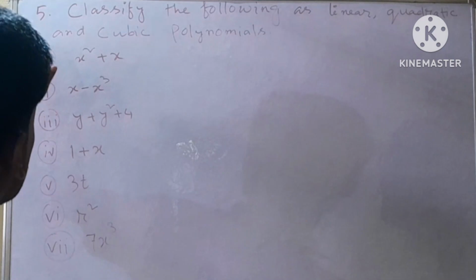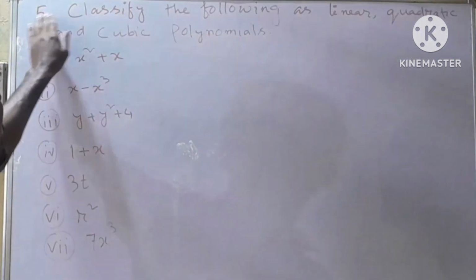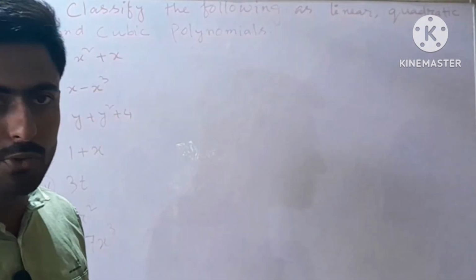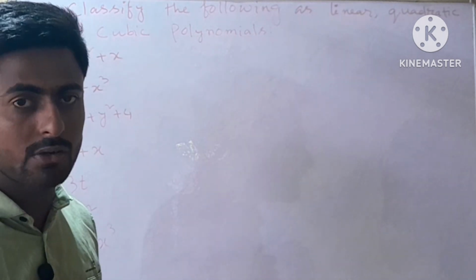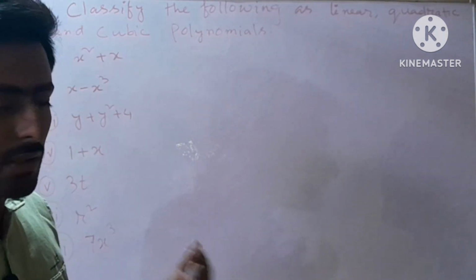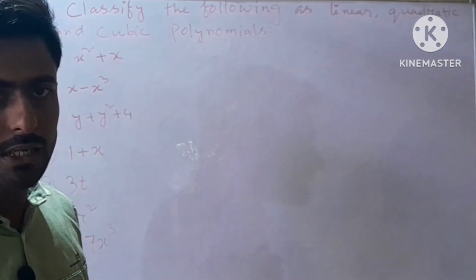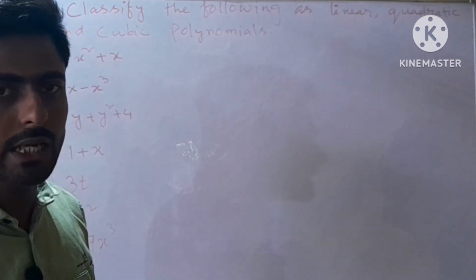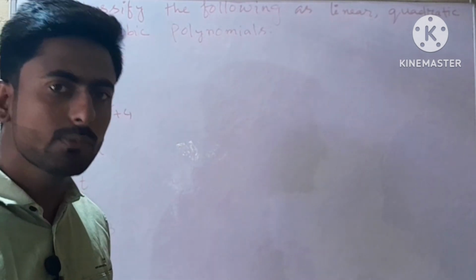Students, next we are going to solve the last question from this exercise, question number 5. The question says: classify the following as linear, quadratic and cubic polynomials. You have to remember what a linear polynomial, a quadratic polynomial and a cubic polynomial are. If the degree of the polynomial is 1, then it is linear. If the degree is 2, then it is quadratic, and if the degree is 3, then it is a cubic polynomial.